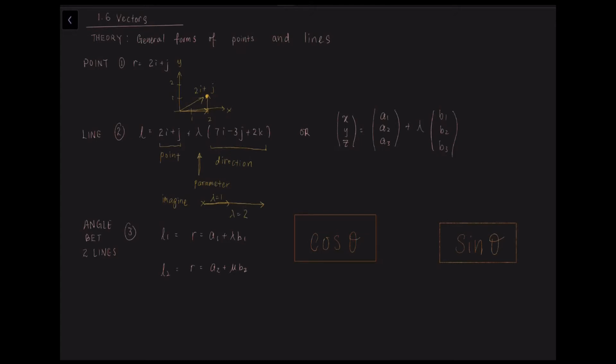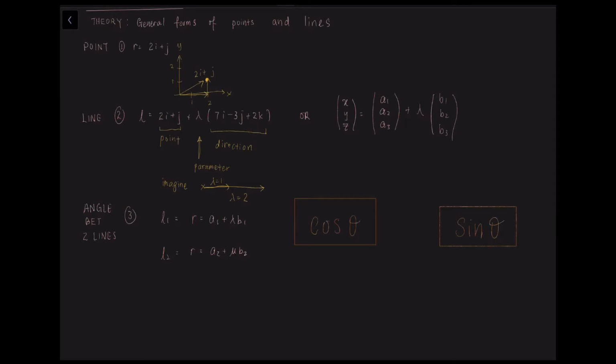So imagine a line is a series of points connected together. Or you can say that it is a point plus a direction vector with an arbitrary value to represent the parameter.